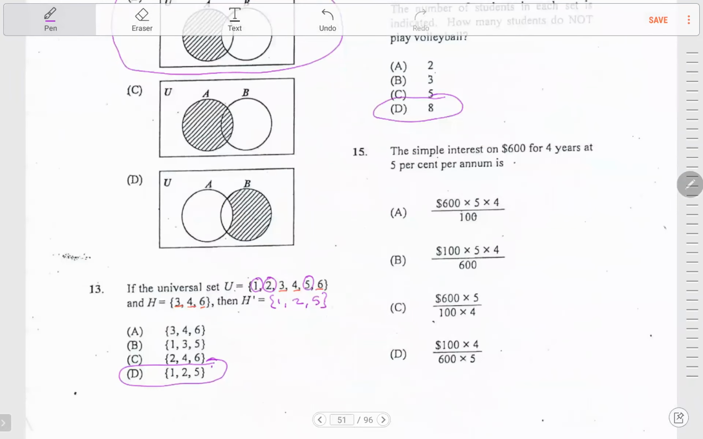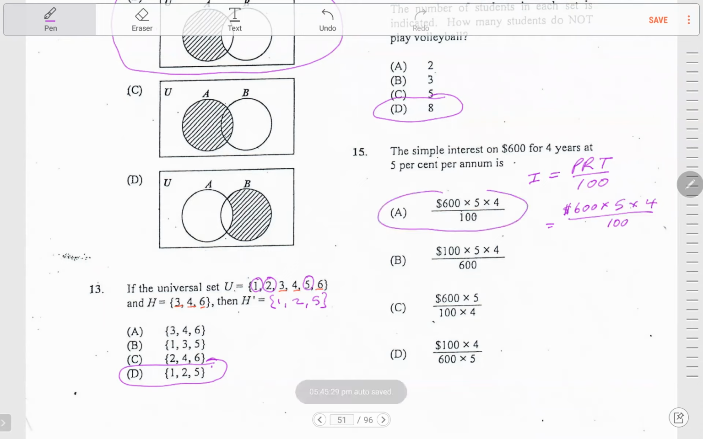All right, this one now. It says the simple interest on $600 for 4 years at 5% is, we're using the formula I equals PRT divided by 100. So it is a principal of $600 times a rate of 5%, so it's 5 over 100, and the time of 4 years. So 600 times 5 times 4 over 100. That's the first one right there.